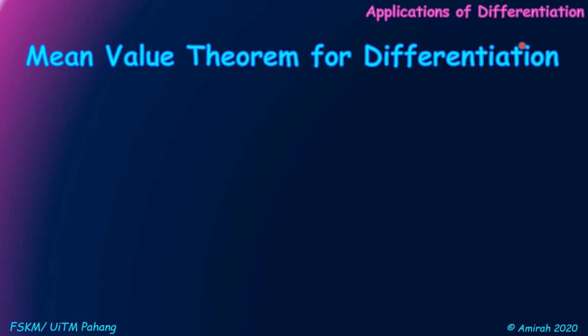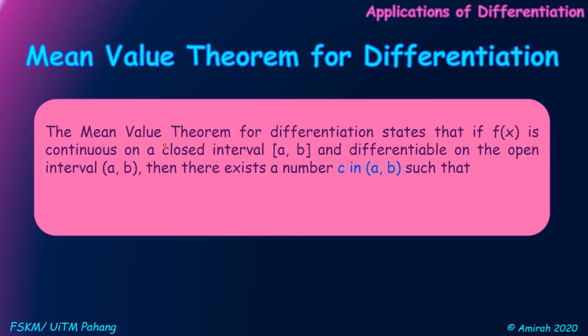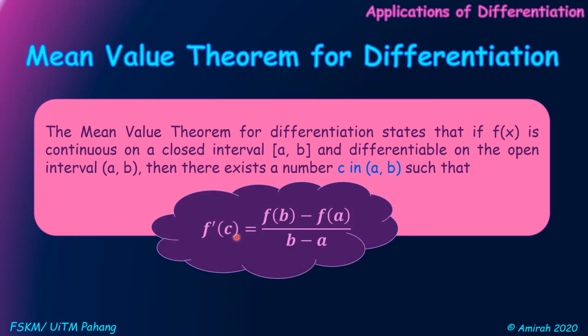In this video, we will discuss the mean value theorem for differentiation, which is the last topic under application of differentiation. The mean value theorem for differentiation says that if f(x) is continuous on a closed interval [a, b] and differentiable on the open interval (a, b), then there exists a number c in the open interval (a, b) such that f prime(c) equals (f(b) minus f(a)) over (b minus a). The value of c here must be between a and b.